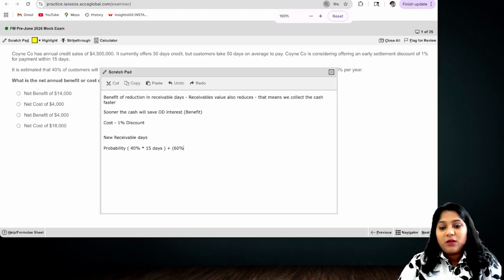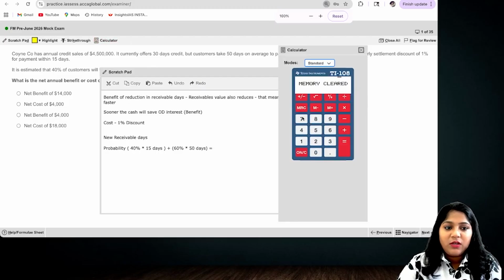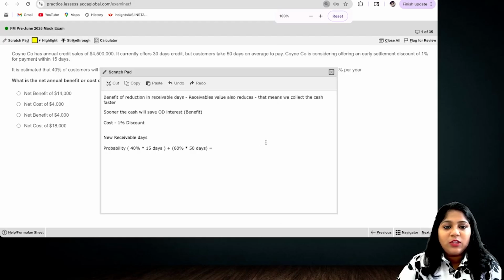40% of customers will pay in 15 days, but the remaining 60% will still take up 50 days of your old receivable days. So if you take both of them, take a calculator here, change it to standard, everyone. It is going to be 40%. I have to take 15 into 40 percentage, that will be 6 days, plus 50 into 60 percentage, I'm sure it is going to be 30. So we can expect to have overall 36 days as the new receivable days.